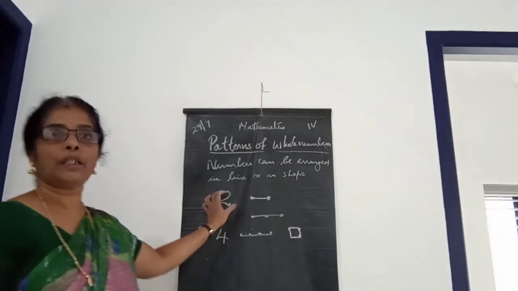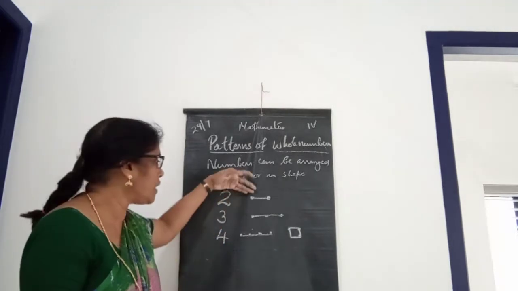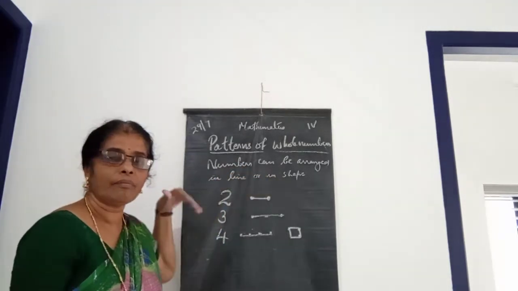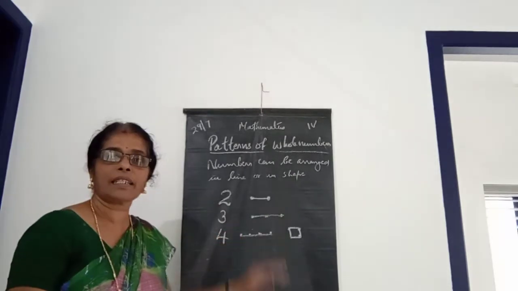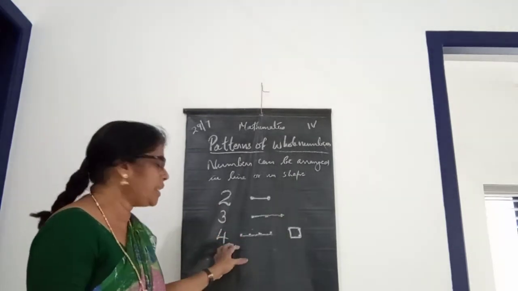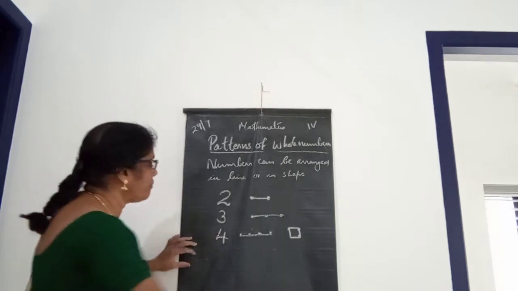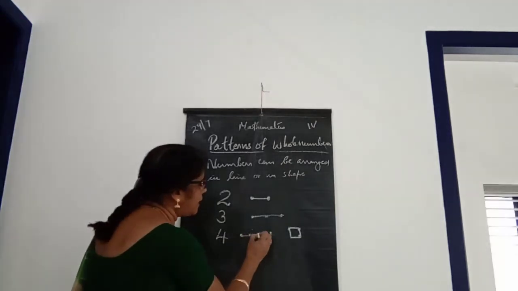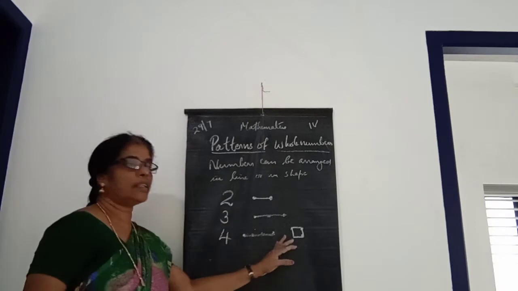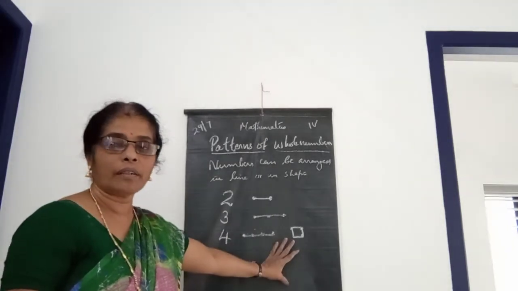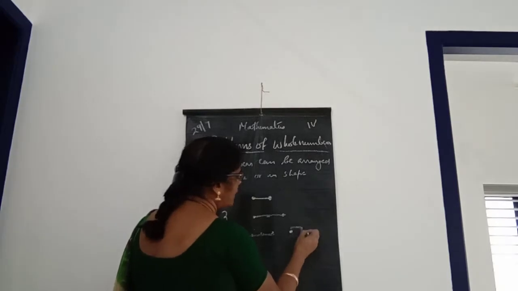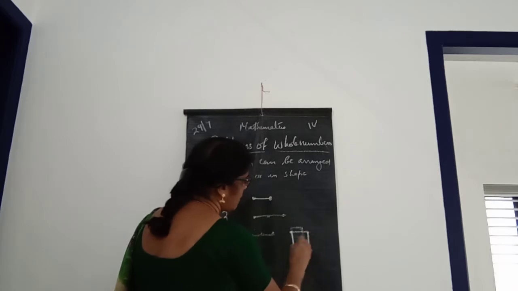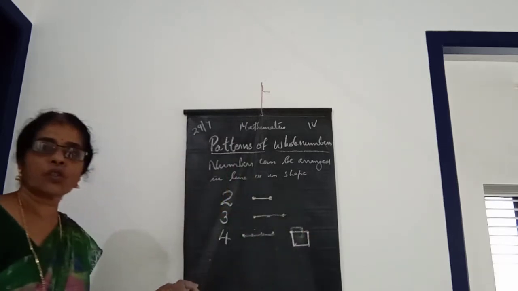Then if you take 2, we can arrange that 2 as a line. And if we take 3, that 3 also we can take as a line. And if we take 4, then 4 we can arrange as a line and arrange in the shape of a square. If we take 4 like this, yes, that is in the shape of a square.